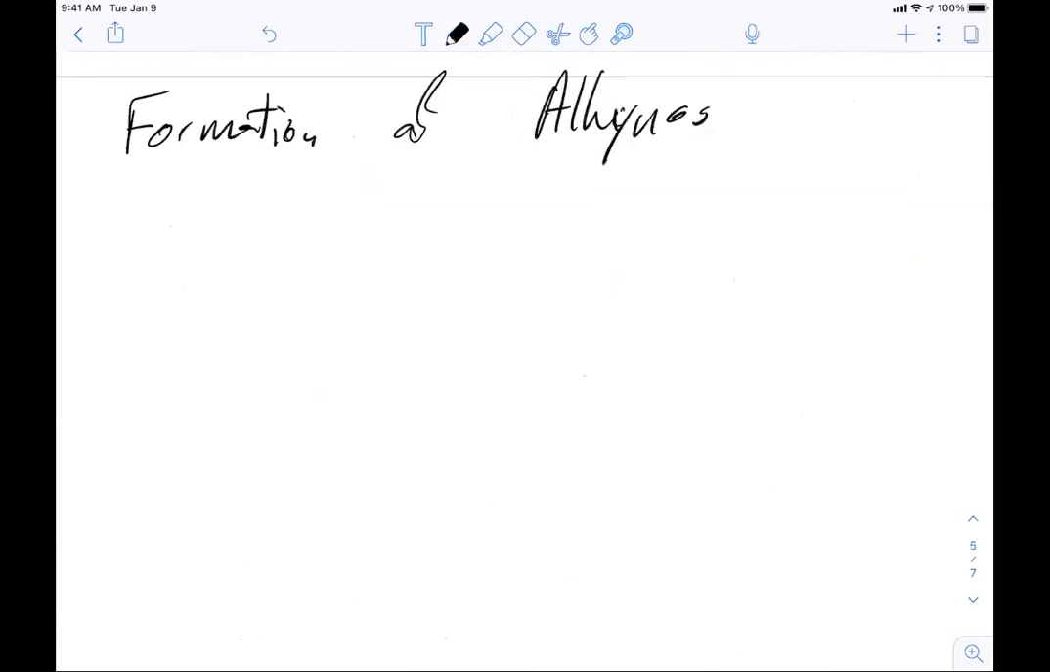Okay, formation of alkynes. We didn't really go over the formation of alkenes. That's because formation of alkenes is eliminations. When we do an elimination reaction, so E1 and E2, we end up with an alkene. And that's the main way you form alkenes is through elimination. For formation of alkynes, we need to look at double dehydrohalogenation, which is going to be a little bit different.